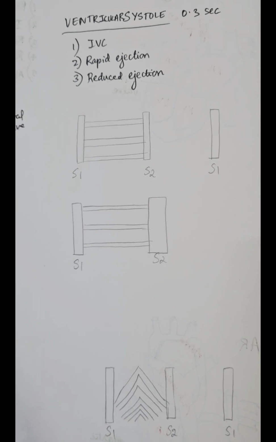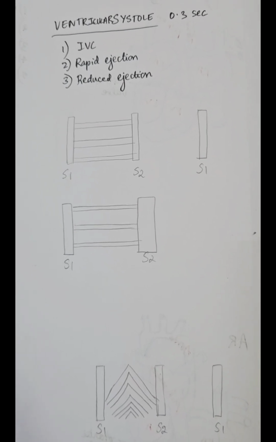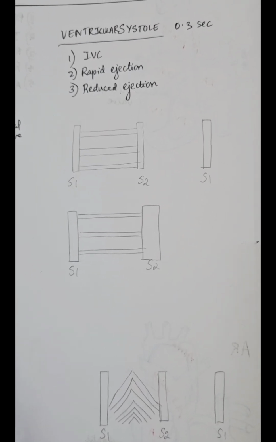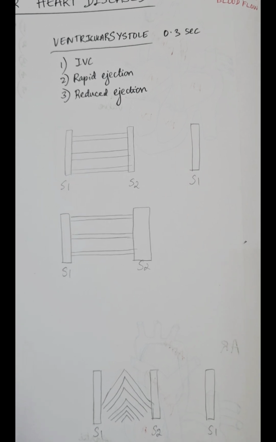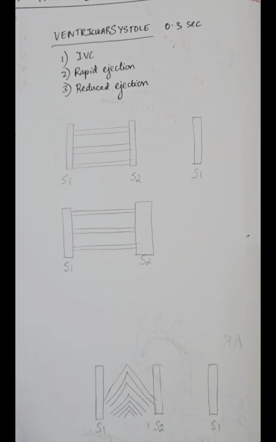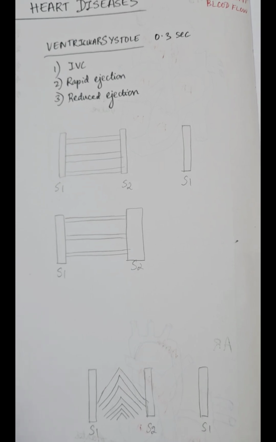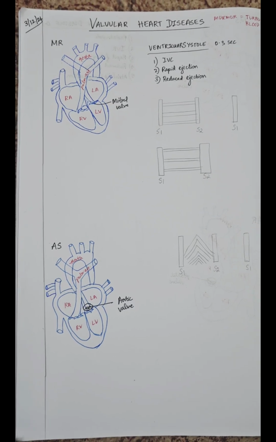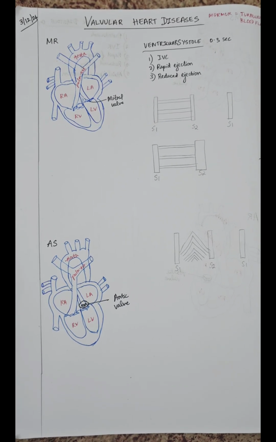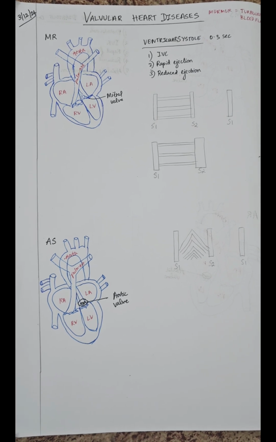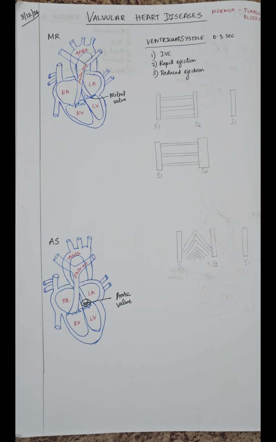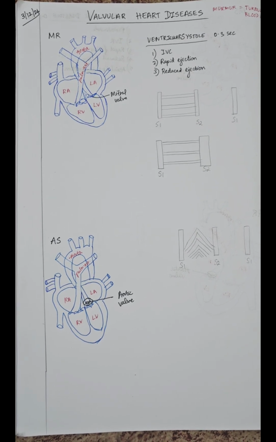Basically, the murmur that occurs in systole is called a systolic murmur, and from S2 to the next S1 it's called diastole. So the murmurs that occur during diastole are called diastolic murmurs. So first let's talk about ventricular systole and the various phases of ventricular systole, and then it will be easy to understand why in MR and AS systolic murmurs are produced.